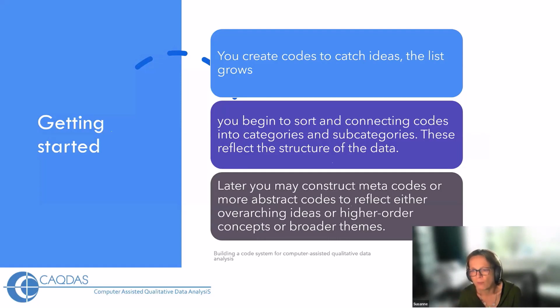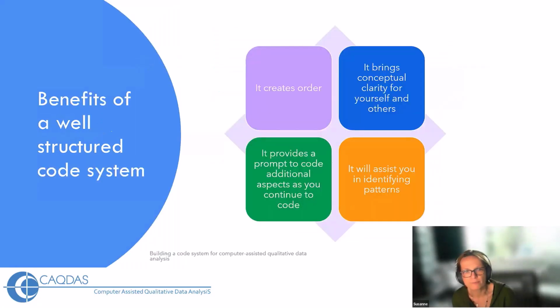Later on, you may construct some more meta codes or abstract codes that reflect more overarching ideas. But in the beginning, it's more like putting your data into boxes. And why are we doing that? Why is that useful? Why does it matter how the code system is structured? Yeah, it creates order. That means it brings conceptual clarity for yourself and also others.